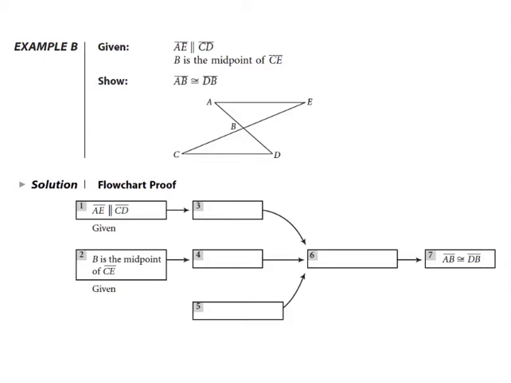So let's start with our first given statement. AE is parallel to CD. And I need to show that this segment here, AB, is congruent to DB. So obviously it's probably going to have something to do with congruent triangles again. So I kind of have to think, okay, what do I know? Angle A and angle D are the same, and why is that?